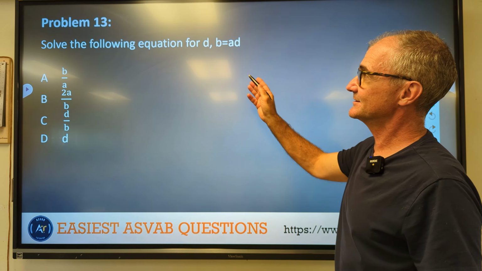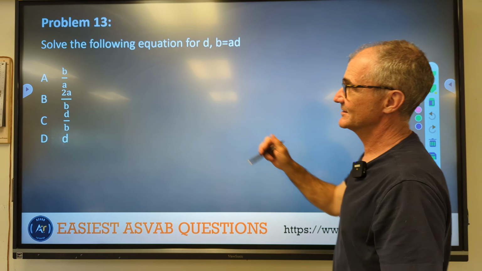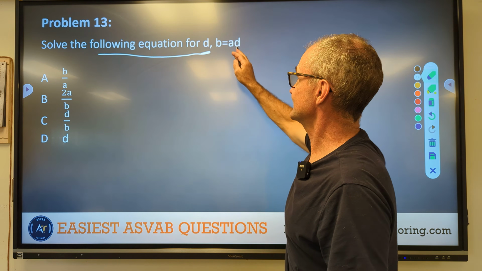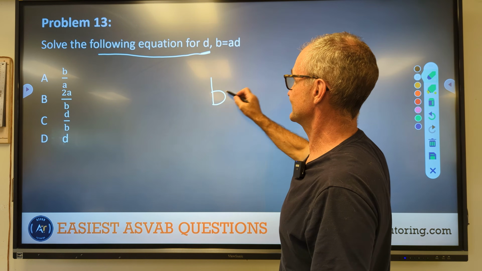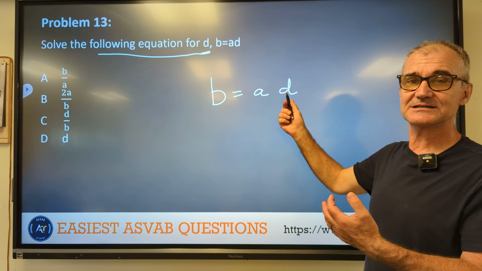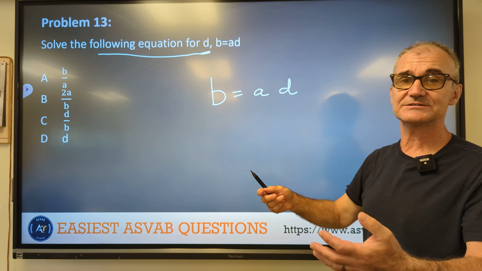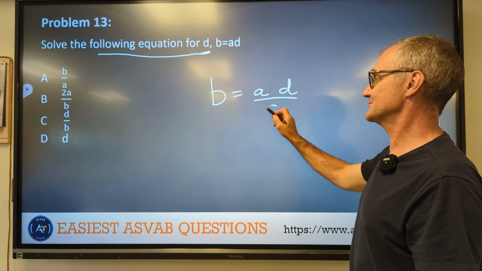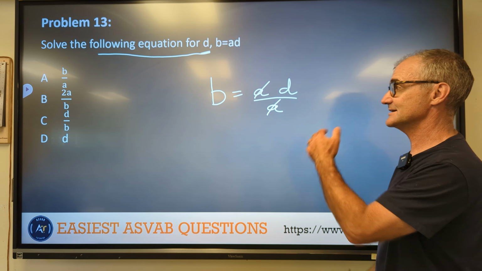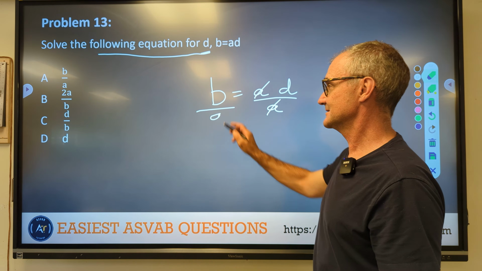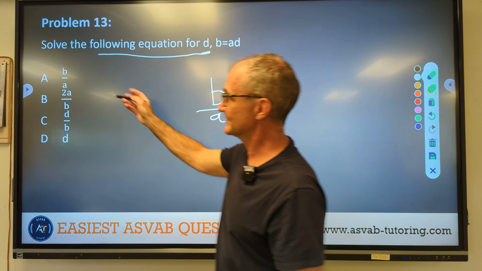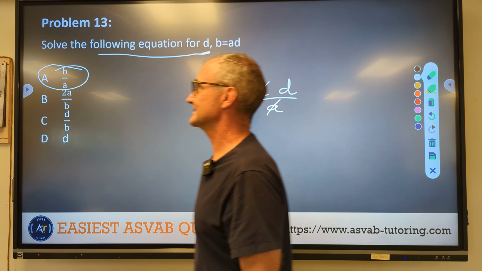Problem 13, another algebraic equation. So you've got to solve, no numbers in it. So this is a little more conceptual. Solve for D. So that means I've got to get that D by itself. So if B is equal to A times D, how do I get this thing by itself? Well, if this is multiplication, I reverse that with division. So I'm going to divide the right side by A. That and that'll cancel, giving me D by itself. If I do that to the right side, I've got to do it to the left side. So D is equal to B divided by A. B divided by A, answer A right there.